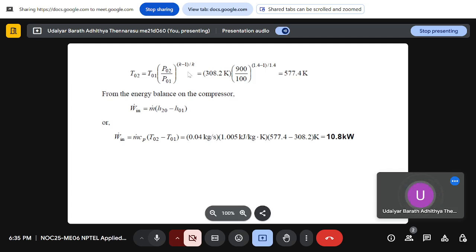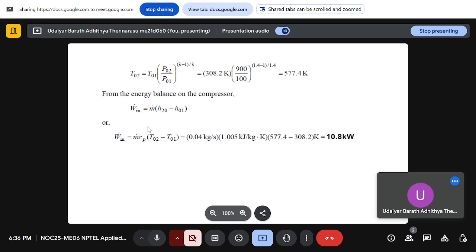So we can do an isentropic compression between these two. So we get T naught 2 equals T naught 1 into P naught 2 by P naught 1 raised to power gamma minus 1 by gamma, and T naught 1 is your ambient temperature 35 plus 273.15. So we get 308.2 into 900 by 100 raised to power 1.4 minus 1 by 1.4, so we get 577.4 Kelvin. And since we do an energy balance across the compressor, we get work done as m dot (H2 minus H1), or H naught 2 minus H naught 1.